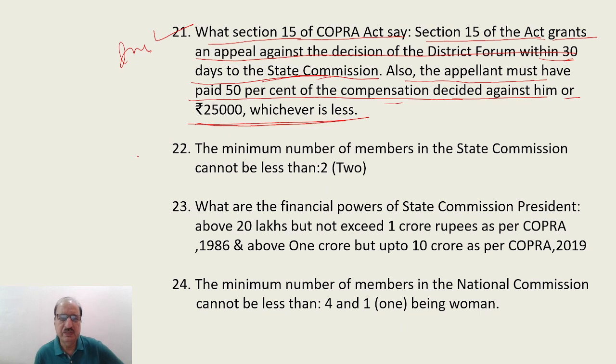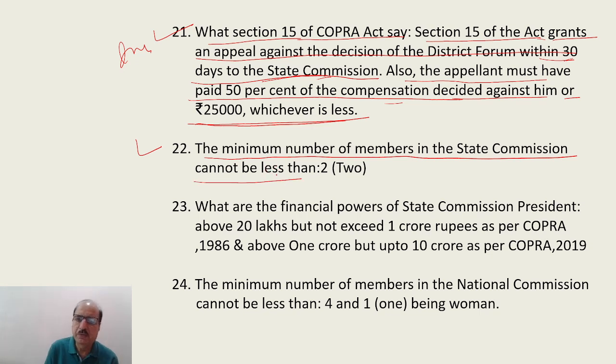Okay, important one. Section 22. The minimum number of members in the state commission cannot be less than what? What is the minimum number of members in the state commission? I'm asking about the state commission. So minimum members 2.